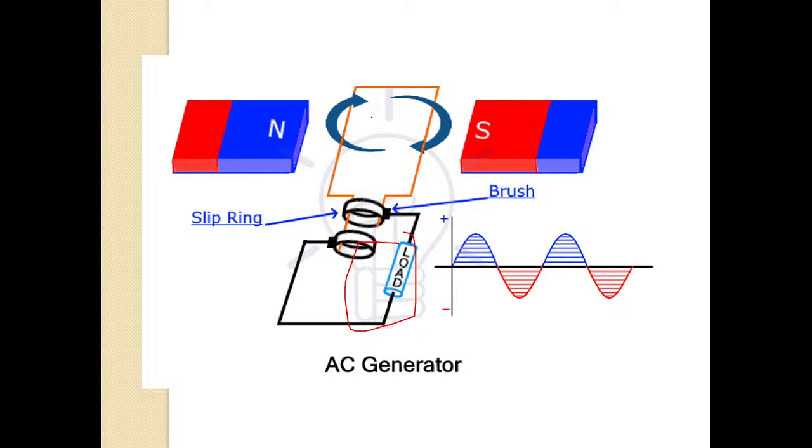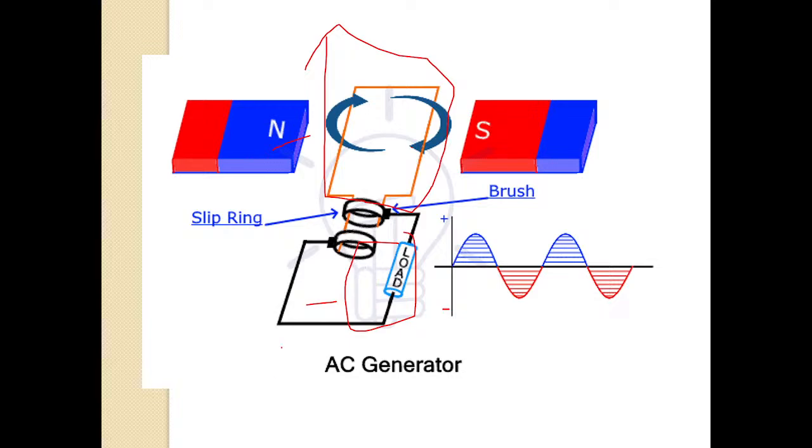Here you can see the same diagram you might have seen for the DC machine. Here you can see the north pole, south pole, and this is our conductor, a single coil. It is rotated in the magnetic field, hence voltage is induced. That voltage is collected by the slip rings and given to the load through the brushes.